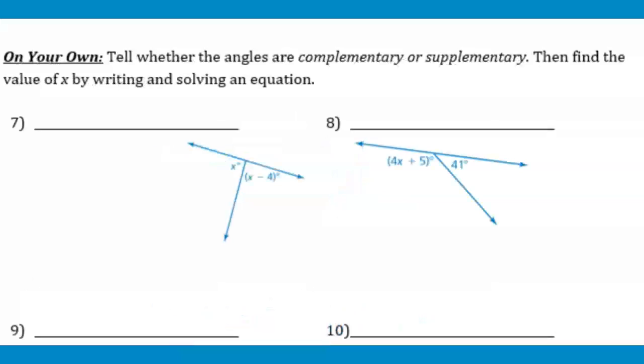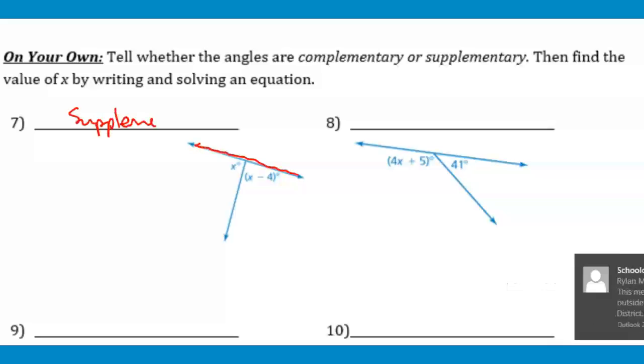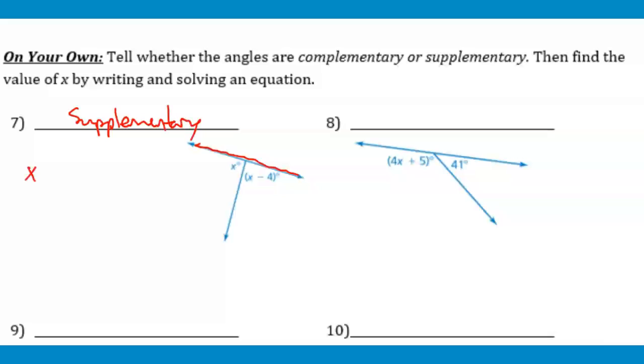The next one's tell if they're complementary or supplementary, then find the value of x by writing and solving an equation. So for the first one there, I can see that these two form a straight line, and a straight line would be supplementary. Those are supplementary. And my equation for this one would be the first angle, x, plus the second angle, x minus 4, equals 180. That's the equation, and now you have to solve it. So how many x's do I have over here? I have 2x minus 4 equals 180. And then do the steps to solve that.